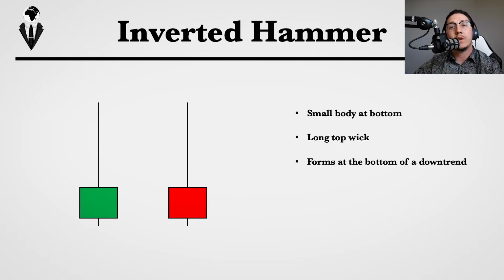And then if one of these forms at a structure level, you're going to see that buyers are beginning to enter again, just like we talked about on that hanging man candle. You can see the long wick on top representing that buyers did push it back up. Sellers attempted to bring it back down again. However, that wick represents that there is pressure at this point in the market. So this one here is a bullish signal.